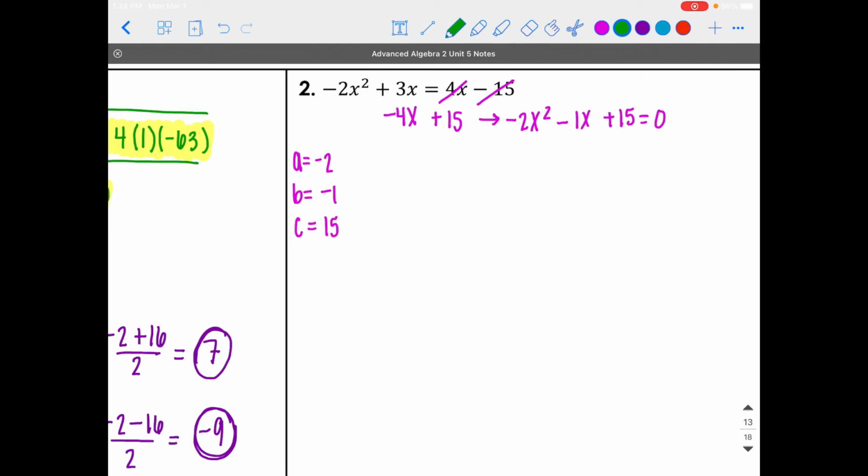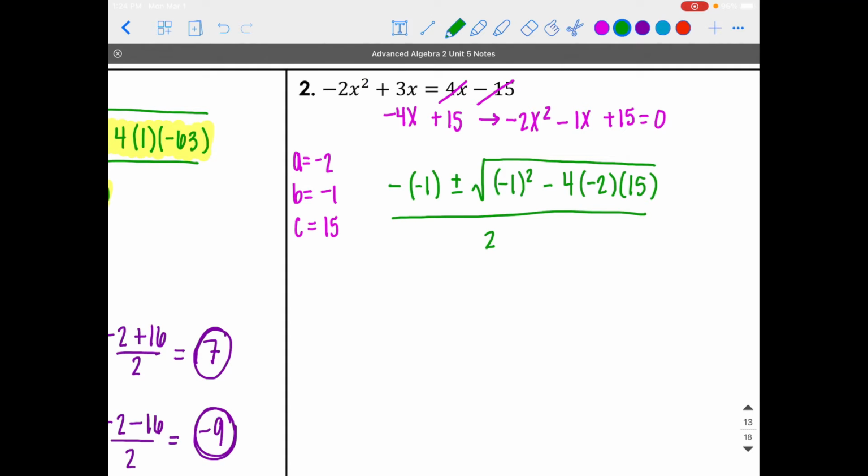All right, so now we have negative b. My b is negative 1, so I did negative and then my negative 1, plus or minus the square root of b squared minus 4ac, and all of that is over 2a.